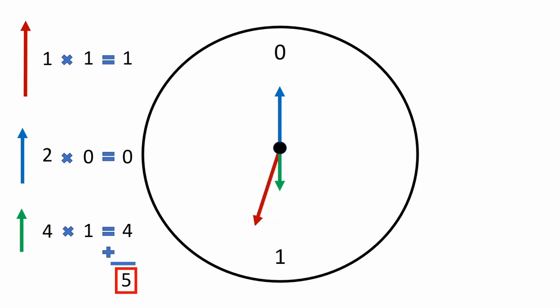6 is made by adding the green and the blue together, while the red points to 0. 2 plus 4 equals 6. Finally, we get all hands to point to 1, so we end up with 1 plus 2 plus 4 equals 7. To count higher than 7, we need to either add more numbers or add more hands.